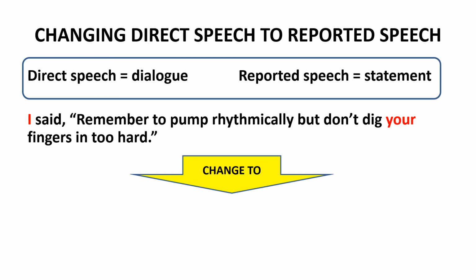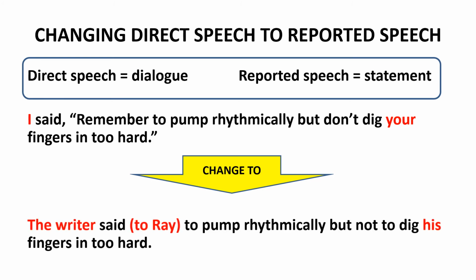So let's see. Instead of I said, it becomes the writer said. Because I there is the writer. So the writer said to who? If we look at the text earlier, in the earlier line it says Ray. So the writer said to Ray. Okay, the writer said to Ray to pump rhythmically but not to dig his fingers in too hard. Because the writer talked to Ray, your fingers there refers to Ray's fingers. So you need to change direct speech dialogue into reported speech.